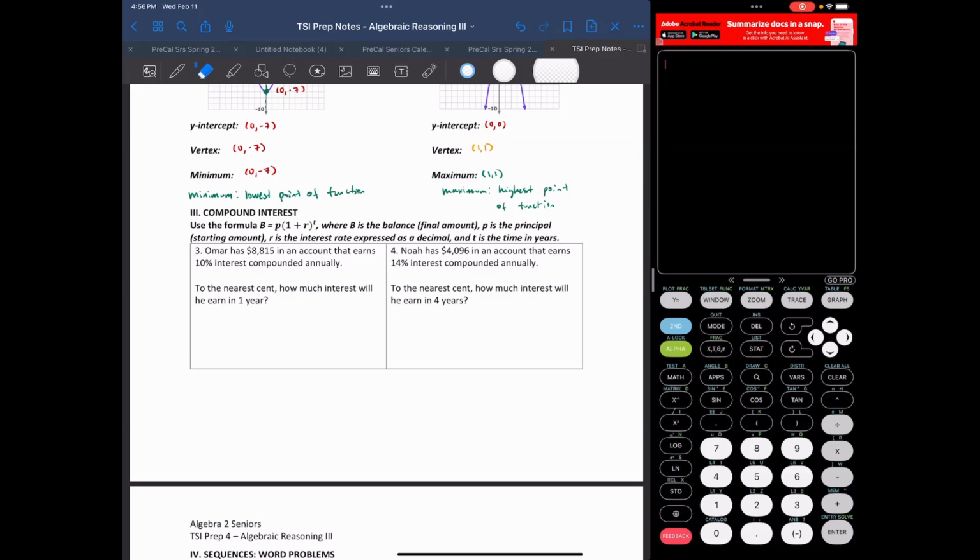Part 3, we're going to talk about compound interest. It says use the formula B equals P times 1 plus R raised to the T, where B is the balance, which is our final amount, P is the principal, that's our starting amount, and R is the interest rate expressed as a decimal. And of course, T is time in years.